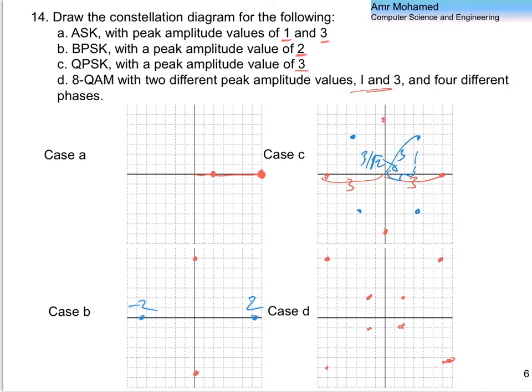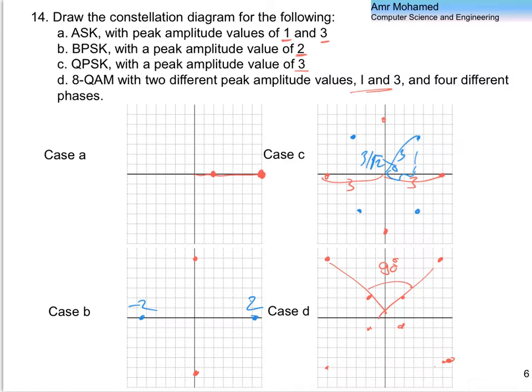Or you can rotate 45 degrees and make it from the x-axis and the y-axis. Both are fine, as long as this phase difference is 90 degrees. That's the main constraint. Any questions? Straightforward. Okay.